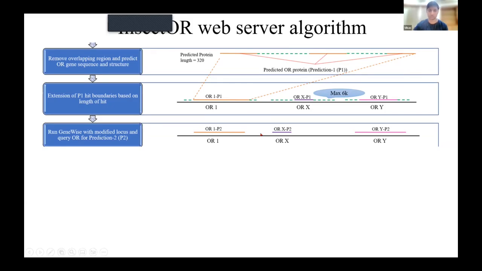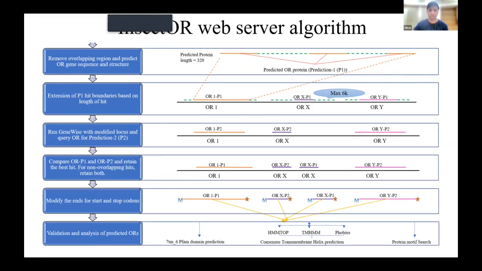Now we have two sets of predictions for the same genomic region, the P1 and P2 hits. In cases where they do not overlap, we retain both of them. And wherever there is an overlap, we retain the best predicted gene model. Best in the sense of the completeness of the gene model and also the absence of a pseudogenizing element. Finally, we refine the gene models by finding the start and stop codons.